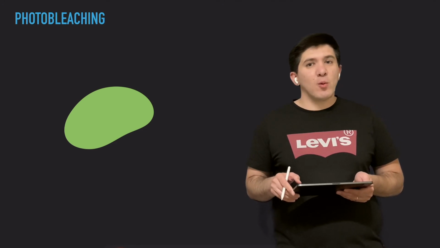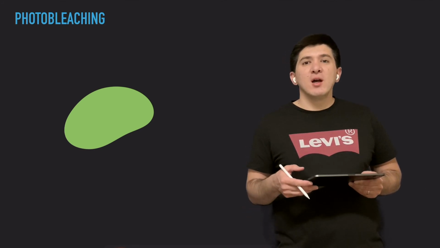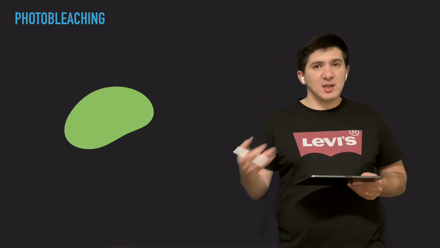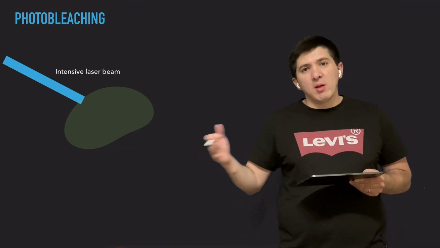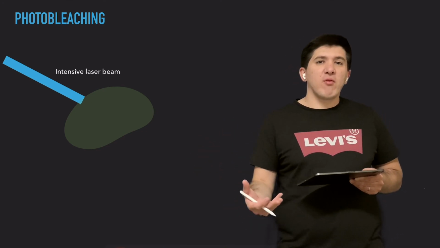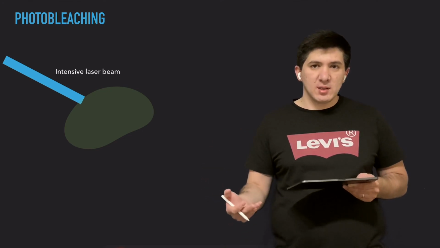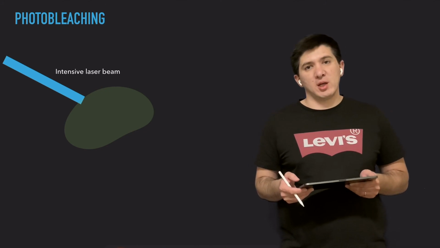It's a process when the molecule, the fluorophore, is going to lose its ability to fluoresce. So essentially, if you just excite a fluorophore using light from the excitation range, it's going to emit some light. We can see this light. So what happens if we flash the fluorophore with a really intense laser beam for some period of time? After some time, the fluorophore is going to lose its ability to fluoresce. This process of losing the ability to fluoresce is called photobleaching.